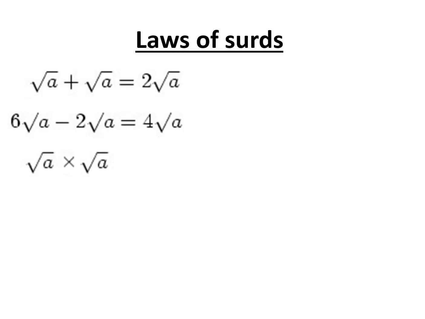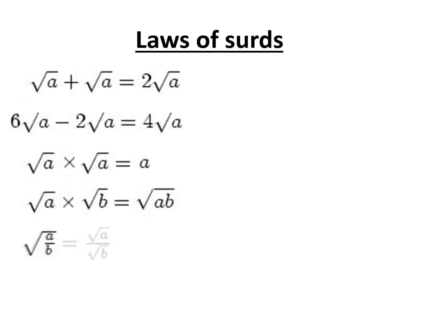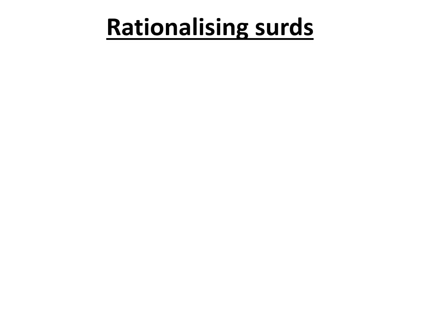If you're doing root a times root a, if we look at this rule, we're adding the powers, so now you're doing a to the power of a half times a to the power of a half, that's half plus a half, that's a to the power of 1. Root a times root b is the square root of a times b, so you just combine it together and put it under the root. And if you did root a over root b, then it's the same as root a divided by root b, so you can split it up.